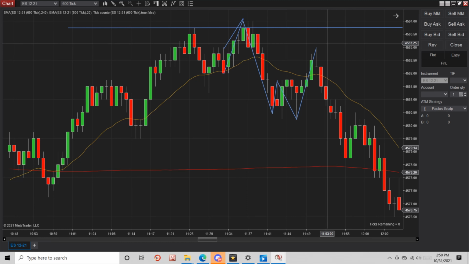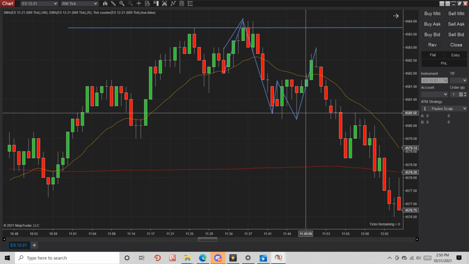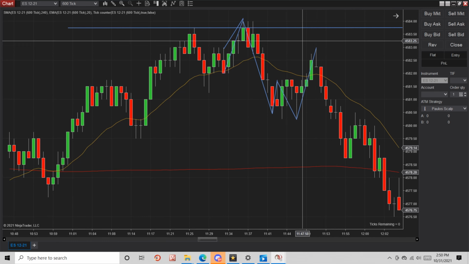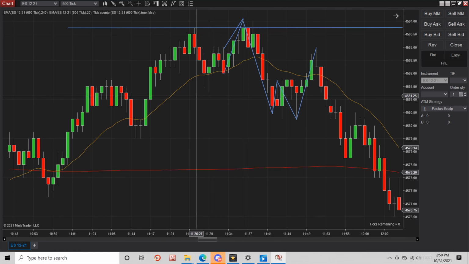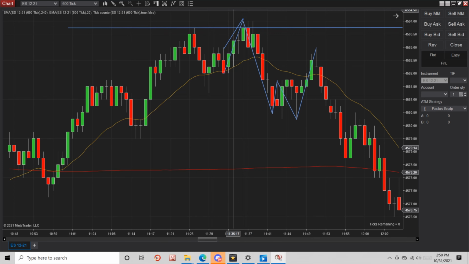Because if we are doing a normal two-legged pullback, then we would be buying after the third leg and selling after the third leg. In an uptrend, we would buy after the third leg. In a downtrend, we would sell after the third leg. But since we are trapping, remember, we are trapping now, we would be selling if we are in an uptrend, and we would be buying if we are in a downtrend, if we are doing a trap. Okay?